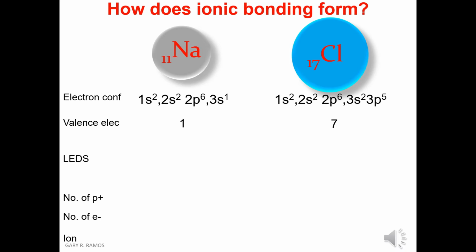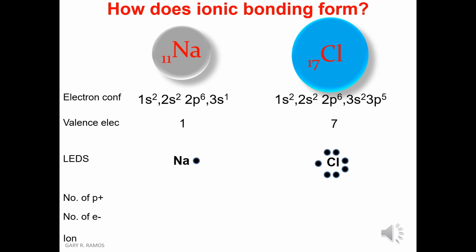The valence electron of sodium is 1 since there is only one electron located at the outermost shell, while the valence electron of chlorine is 7. This is because there are 7 electrons located at the outermost shell. After we have solved the valence electrons of sodium and chlorine, we're going to write the LEDS of sodium and chlorine. LEDS stands for Lewis electron dot structure.